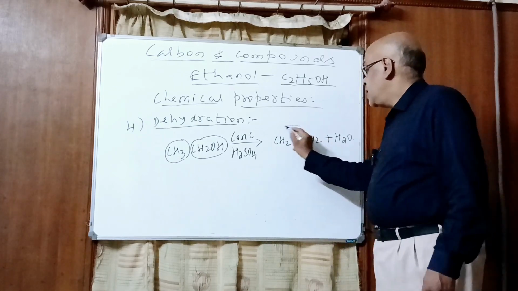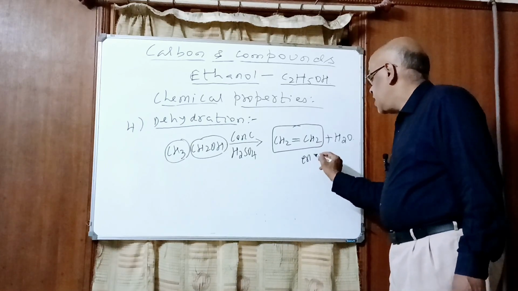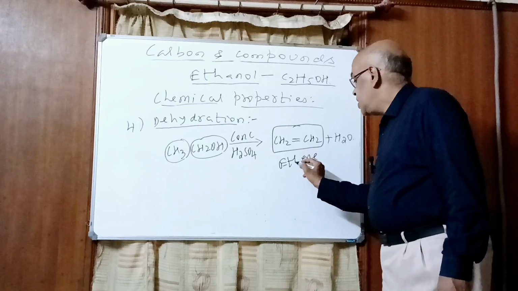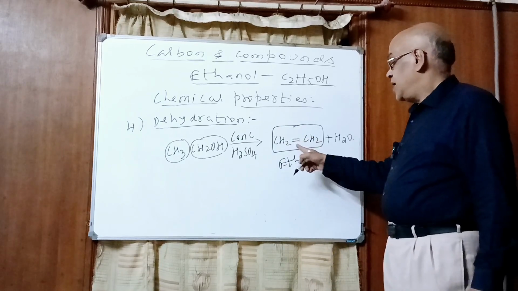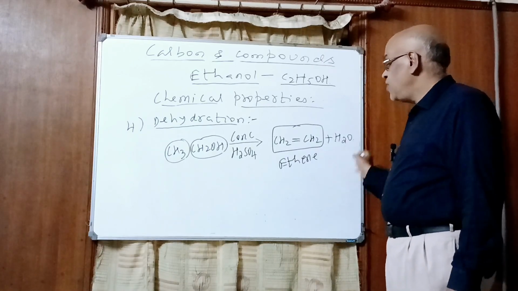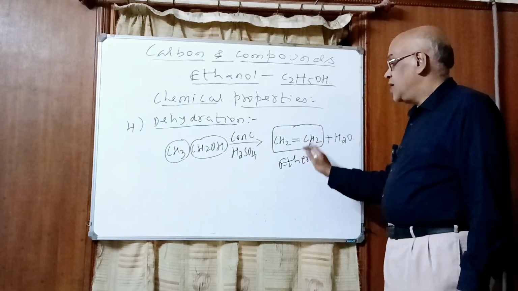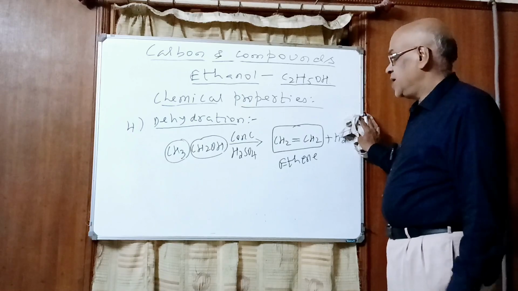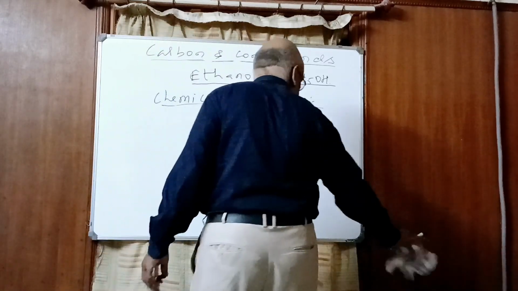Now what happens? CH2 double bond CH2. Whenever a double bond is there, what is the suffix? -ene. Already we discussed this in types of hydrocarbons. What is the root word? 2 carbon atoms, so eth-. Ethene is formed. Whenever alcohol undergoes dehydration, what happens, children? Ethene is formed. Alcohol becomes alkene with the loss of a molecule of water. Again, if you add water to this ethene, it will become alcohol. If you add hydrogen, the reaction called hydrogenation, ethane is formed, an alkane. That's it, children. Very easy, isn't it? Then reaction with carboxylic acid.